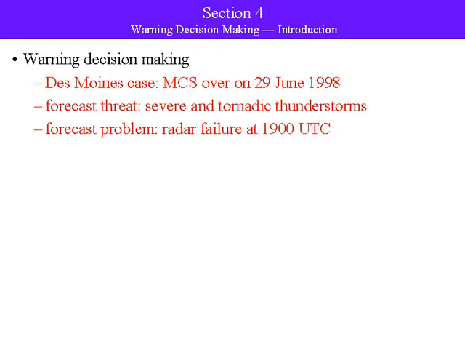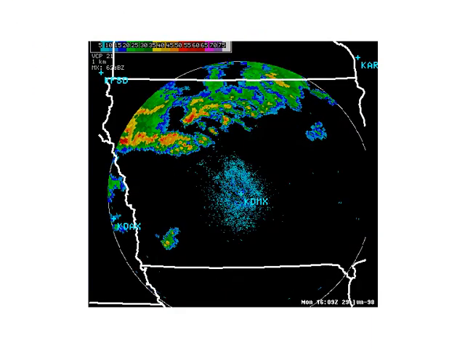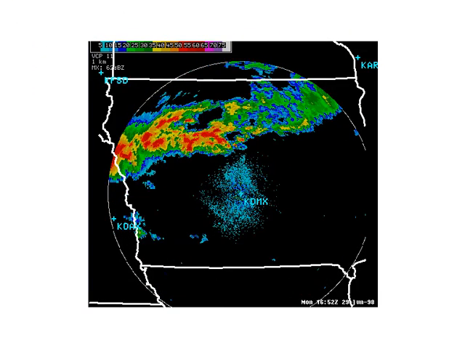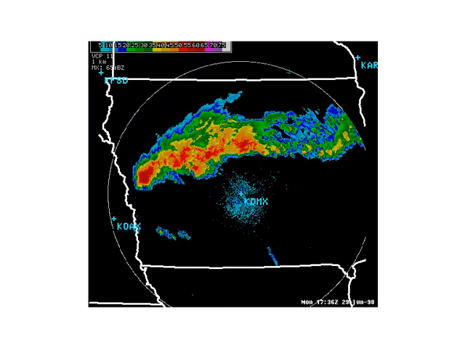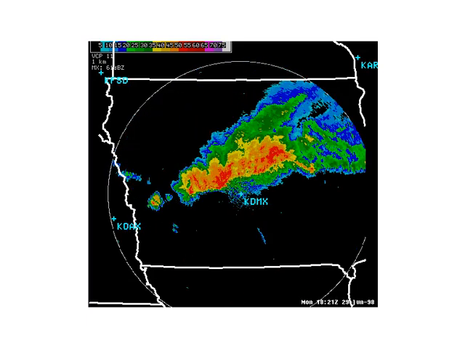Our final case study of the day will be a warning decision-making case study from Des Moines, Iowa. It was an MCS which moved over the area on 29 June of 1998. The forecast threat here was severe and tornadic thunderstorms, and the primary problem is that the radar failed at around 19 UTC. Here we have a radar loop out of the Des Moines area of the MCS as it moves into Des Moines and off to the southeast.